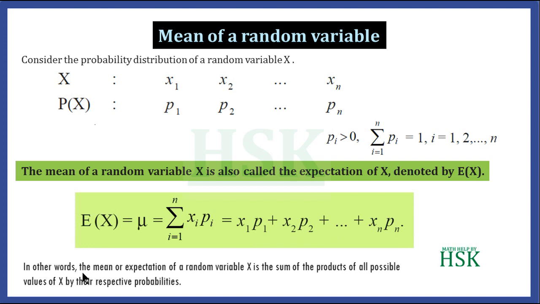In other words, the expectation or mean of the random variable is the sum of the products of all possible values of x by their respective probabilities. So we can consider it like this: this is the probability distribution of the random variable. Multiply each value of the random variable with the respective probability, and the products you obtain for each value are added, then we get the expectation of x. So let us now move to the question.